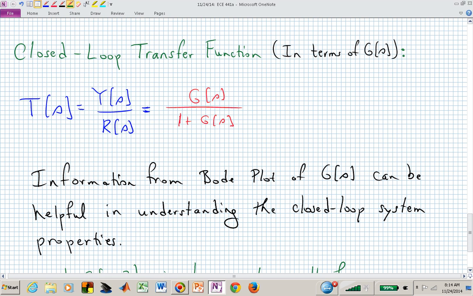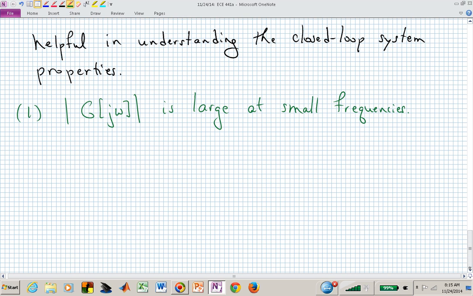And what does that mean? Remember what T is. That's just this ratio of output over input. If we inject a sinusoid in that frequency interval, the output is going to basically be a replica of the input since T is 1. So we'll be able to track frequencies nicely at low frequencies if G of S is big at small frequencies. That's the implication of G being large at small frequencies.